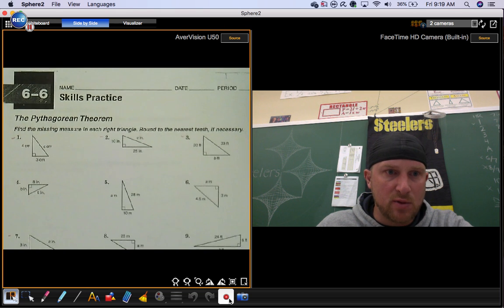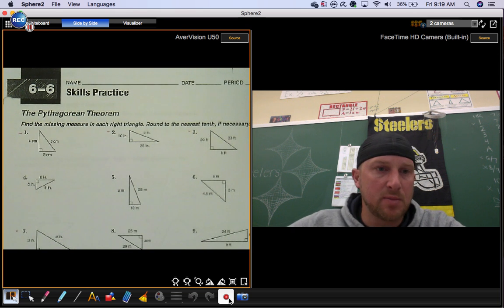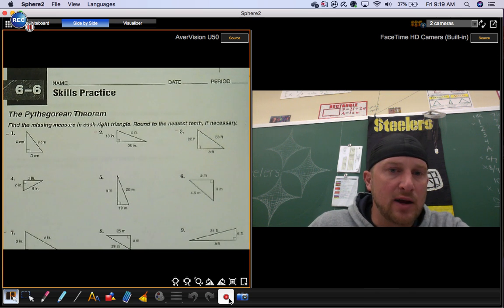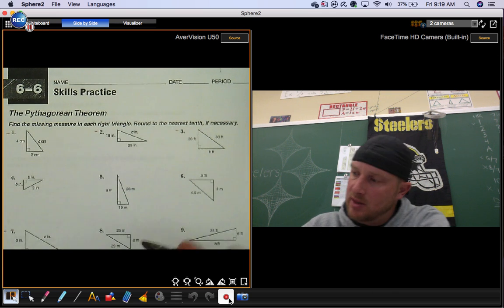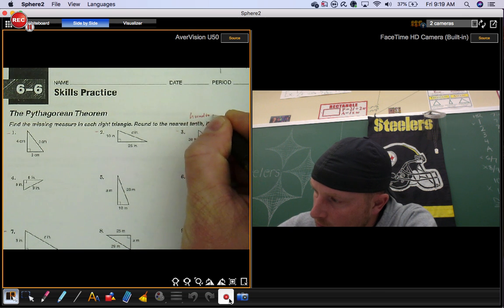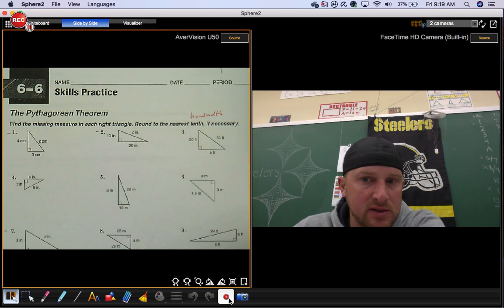This is the skills practice for 6.6. It's on the Pythagorean theorem. We're going to find the missing measure in each right triangle, round to the nearest tenth if necessary. Now, we've been rounding to the nearest hundredth all year, so that's 2 decimal places.